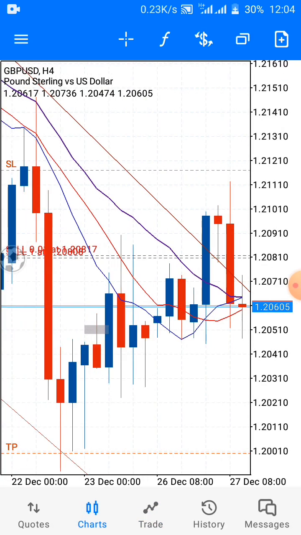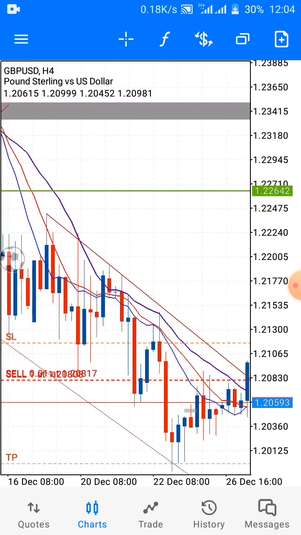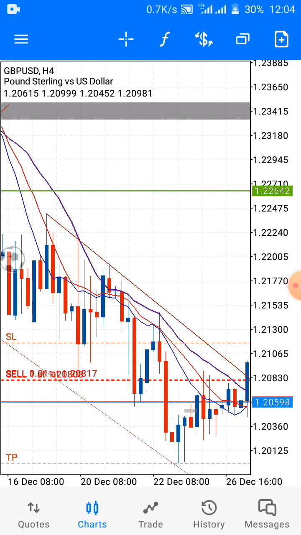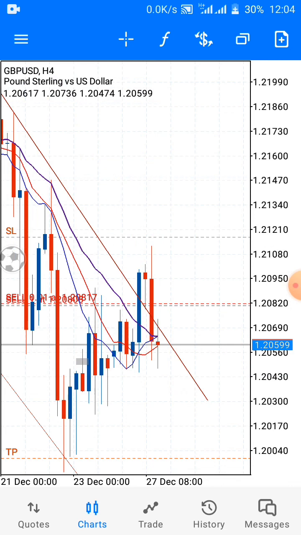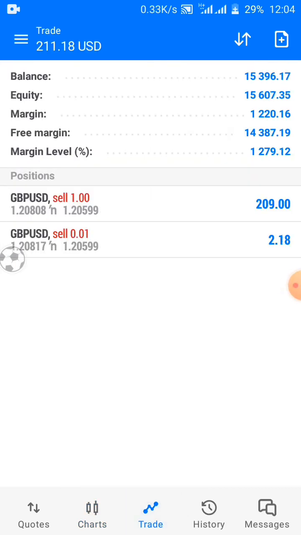Now my take profit is basically the previous support. As you can see, I have two trend lines drawn. This is the first one, down here, and this is the second one at the top here. I sold at the top, so my take profit is down here. But as with every other thing, don't be too greedy. Once you get some pips, take some of your profits away, and that's what I've been doing.